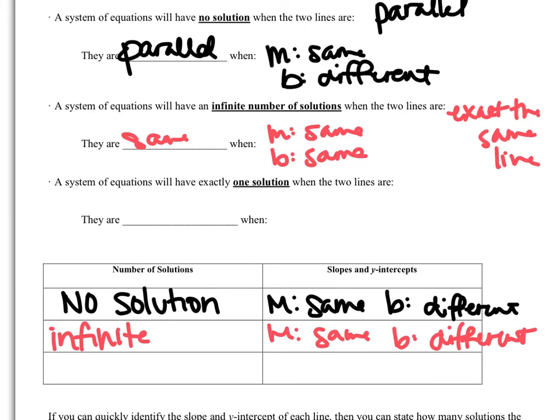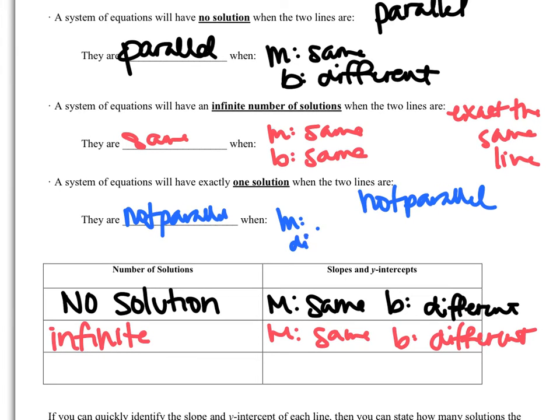And so then the last possibility is that a system of equations will have one solution. That happens when two lines are not parallel, because lines can either be parallel or they're not. And two lines are not parallel as soon as their slopes are different. Because as soon as the slopes are different, they're not parallel. As soon as they're not parallel, they're going to intersect.